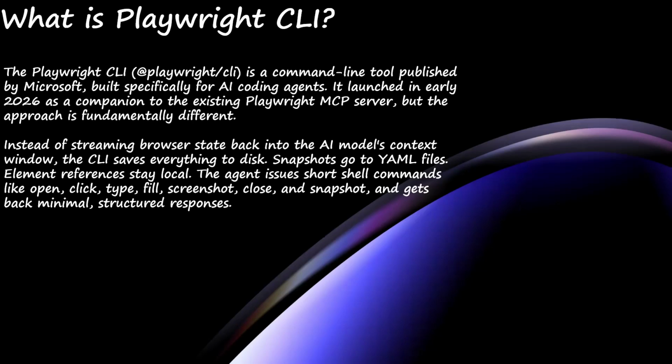Instead of streaming browser state back into the AI model's context, the CLI saves everything to disk. Snapshots go to a YAML file. Element references stay local. The agent issues short shell commands like open, click, and other interactions, and gets back minimal, structured responses. So this was about Playwright CLI.